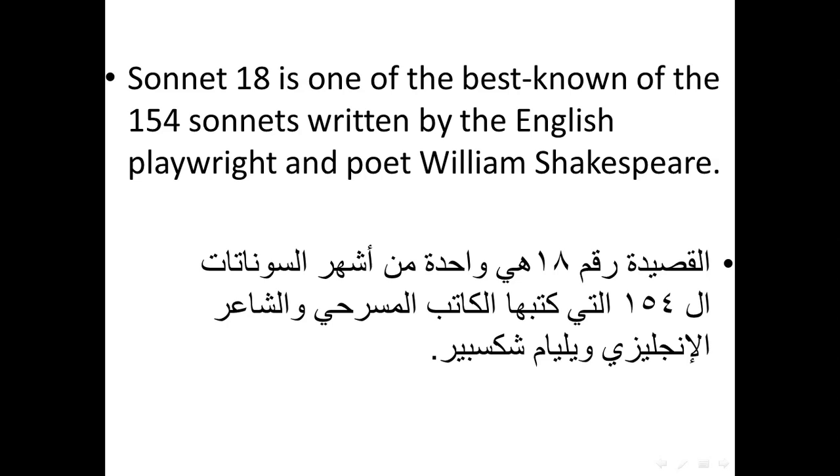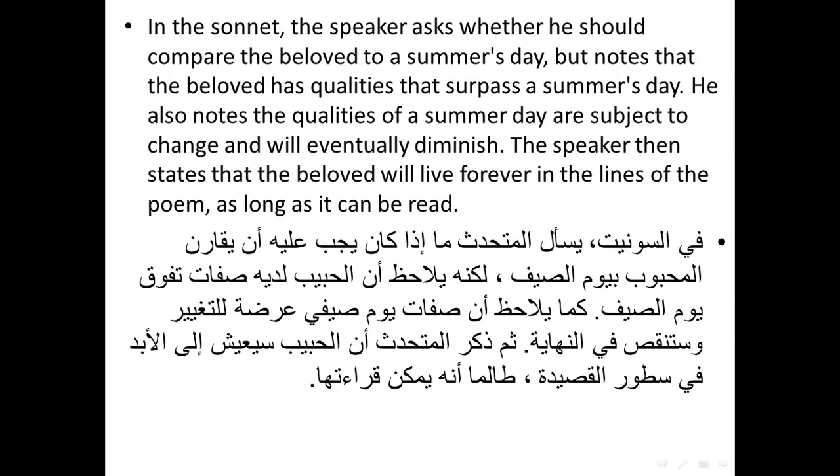Sonnet 18 is one of the best known of the 154 sonnets written by the English playwright and poet William Shakespeare. In the sonnet, the speaker asks whether he should compare the beloved to a summer's day, but notes that the beloved has qualities that surpass a summer's day. He also notes the qualities of a summer day are subject to change and will eventually diminish.